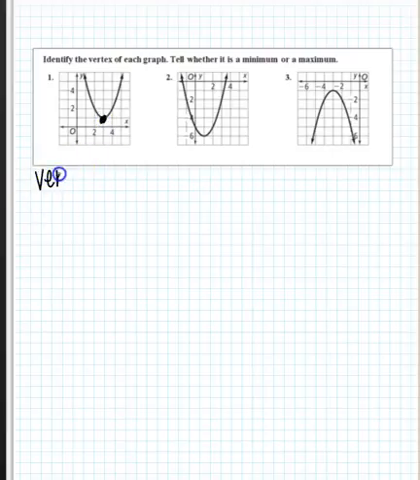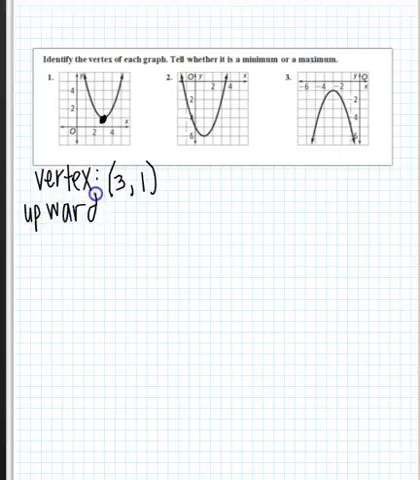So I can say first off, the vertex is going to be, you start at the origin, and I'm going to count over 1, 2, 3. So my x coordinate's 3, and then I'm going to climb up 1 to get to that point there. So 3, 1 is my vertex. And because it's an upward facing parabola, okay, you don't have to write this upward part, but I do know that this is the bottom of the graph, a minimum value. Okay, so that's going to be a minimum.